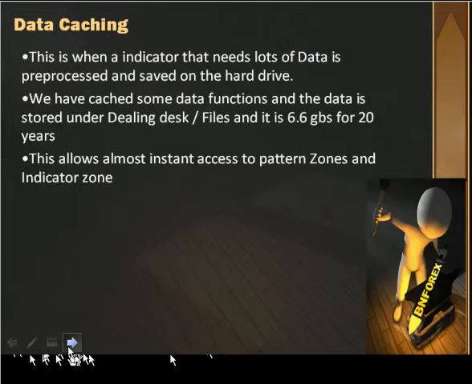Now, data caching, this is when an indicator that needs lots of data is pre-processed and saved on your hard drive. We have cached some of the data functionalities, and the data is stored under dealing desk files, and it's 6.6 gigs for 20 years. This allows almost instant access to pattern zones and indicator zones, but we haven't cached out the D zone yet. We've cached out patterns and indicators, but not the D zone.